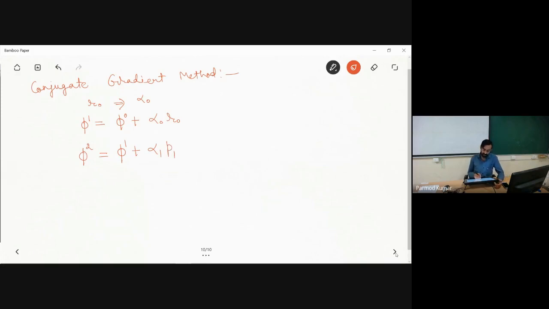Now, how to find this P1 direction? What is the benefit of having this P1 direction? Let us try to see. This is my phi 1, this is phi 2. Let me consider this was the initial guess, phi 0, and say this is the converged solution, phi c. As I told you, in the first iteration I will progress in a similar way to the steepest descent method. So I'll say I have reached this point.